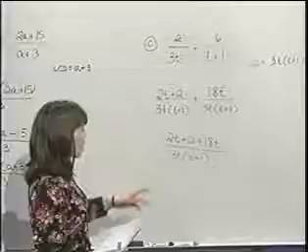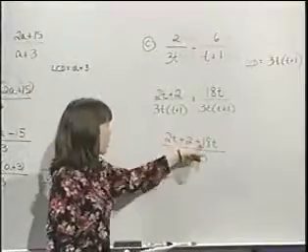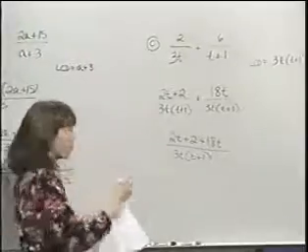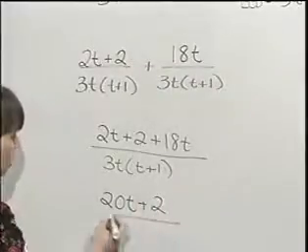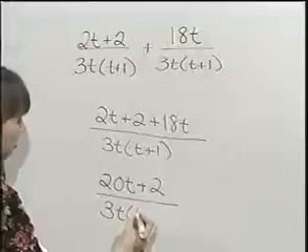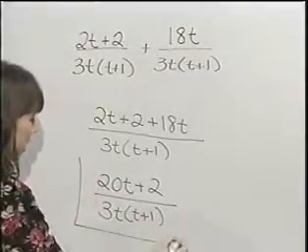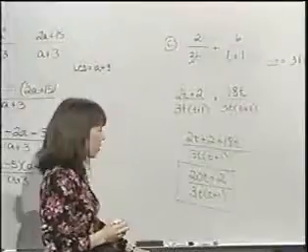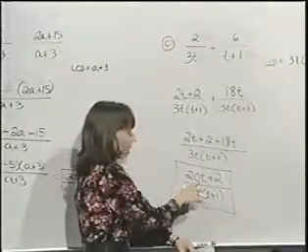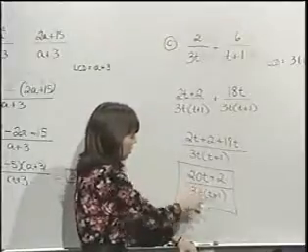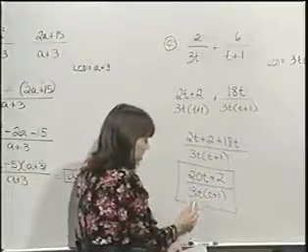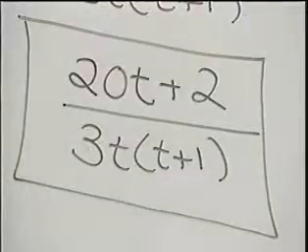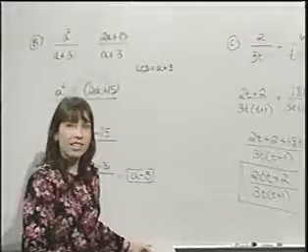That looks pretty nice. Can we go any further? Yes, we can. 2t and 18t are like terms, so let's combine them. 2t plus 18t gives us 20t plus 2 all over 3t times t plus 1. I'll box that. We could stop right here, and that is an acceptable answer. Some people might like to factor out a 2, but if you notice, you won't be able to cancel anything in the denominator. And some people even like to multiply this out and make this 3t squared plus 3t. Anything is fine, but I'm going to stop right there. That is acceptable.